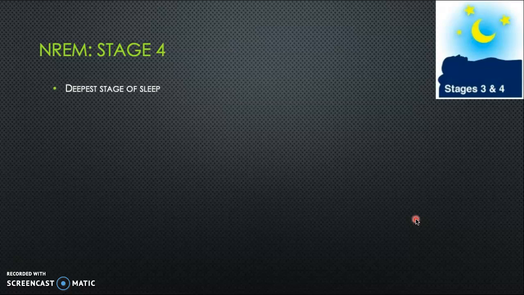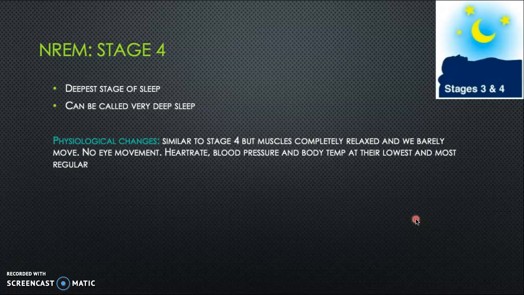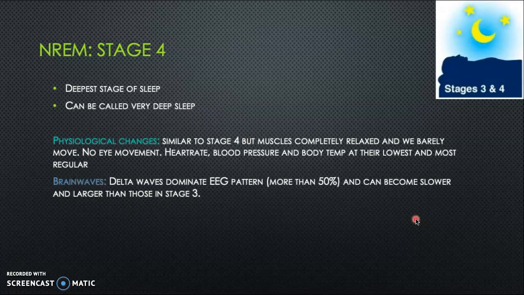Our last stage is stage 4. This is our deepest stage of sleep and can often be called very deep sleep. So very similar to stage 3. A little typo there, I'll fix that. But muscles are completely relaxed. You barely move at all, and you've got no eye movement. Your heart rate, blood pressure, and body temperature are all at their lowest and most regular. Again, these delta waves are dominating your EEG pattern. So now they're more than 50%, and they can even be slower and larger than those in stage 3.